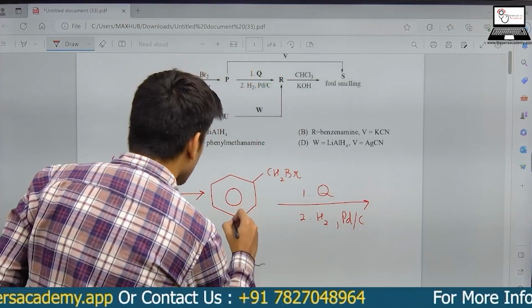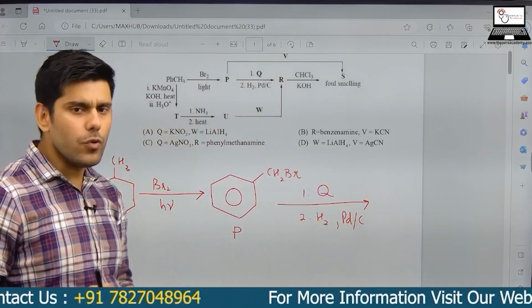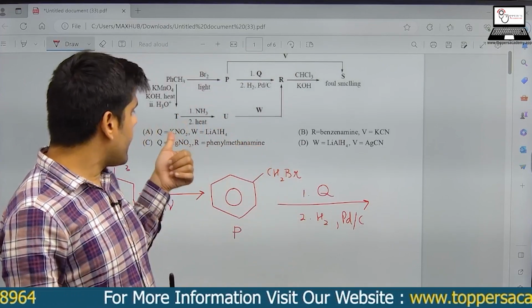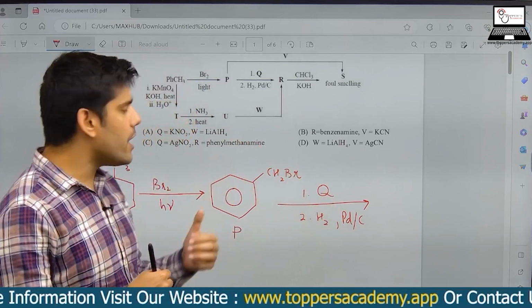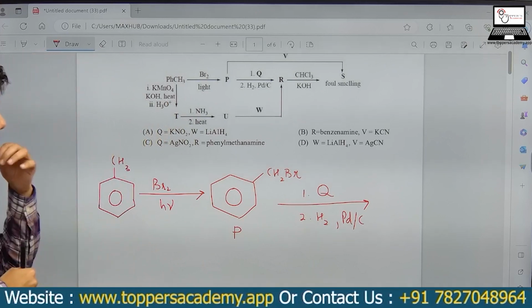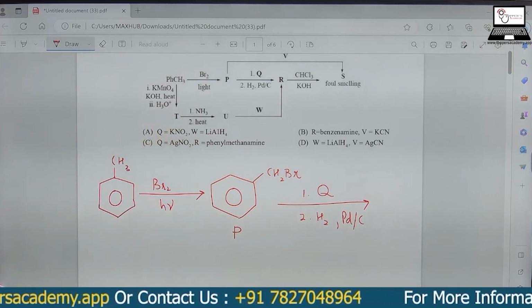So this is our P. So Q needs to be KNO2 because we know that in the substitution reaction, if we see KNO2, we get nitro compound as the product, and if we see AgNO2, we get alkyl nitrite as the product, right? We get alkyl nitrite as the product. So what do we get?